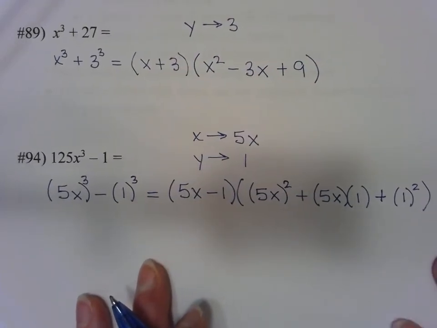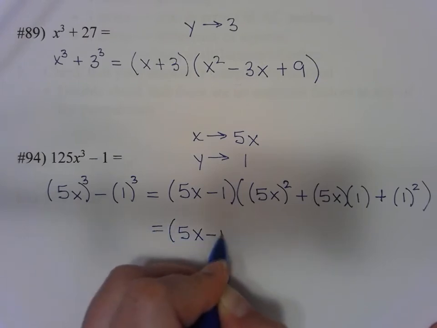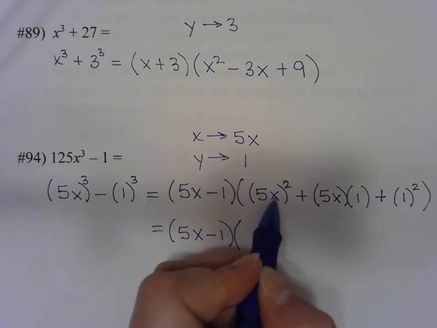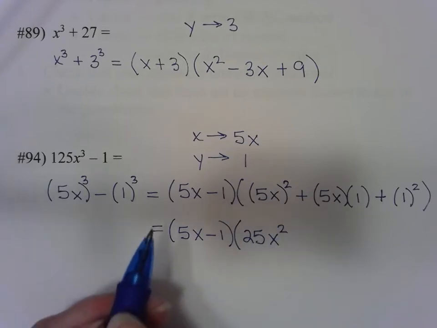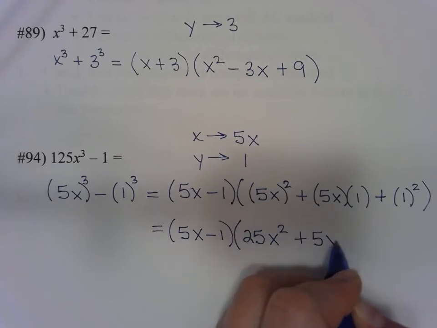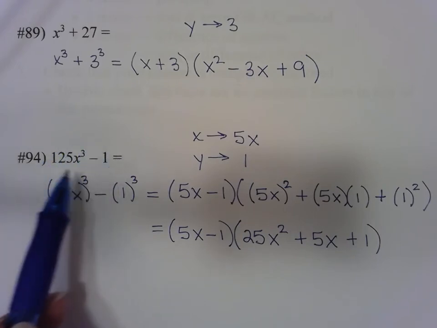Okay, so now let's make it look nice. So this is 5x minus 1. 5x, if I square the 5 and square the x, this is 25x squared. 5x times 1 is 5x. And 1 squared is 1. Okay, if you wanted to check yourself, you could definitely multiply this back out. And a lot of things should cancel and you should get back to your original expression.